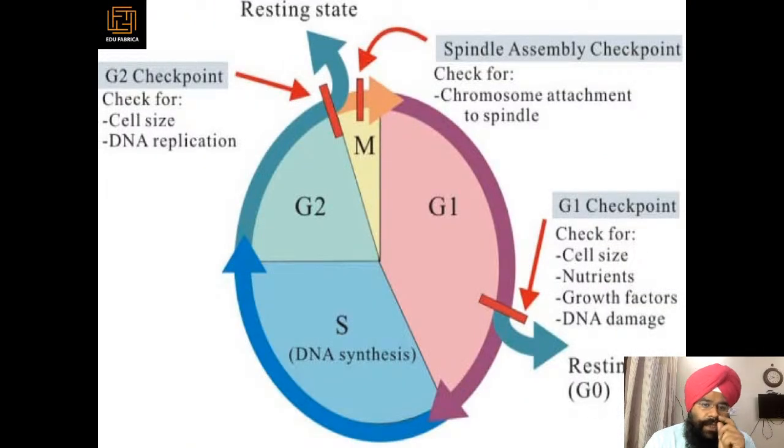So then there is also the cell cycle, there are different stages of growth that you all know: G1 phase, G2 phase, S phase, and M phase. G1 phase is the one where we check for the cell size, growth factors, DNA damage, and there is a resting state G0 also. Then S is the DNA synthesis phase. Then G2 phase, check for the cell size, DNA replication. Then spindle assembly checkpoint is there in the mitotic phase, where chromosome attachment to the spindles is happening.